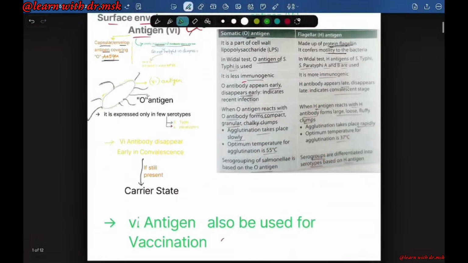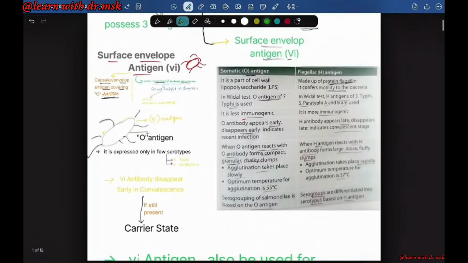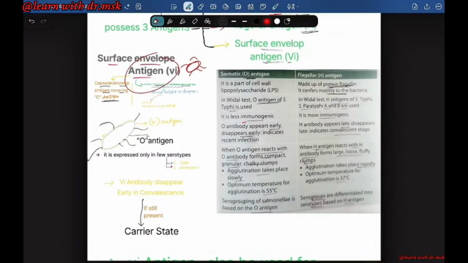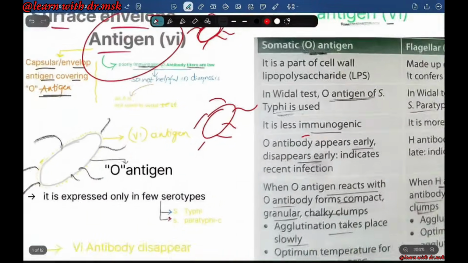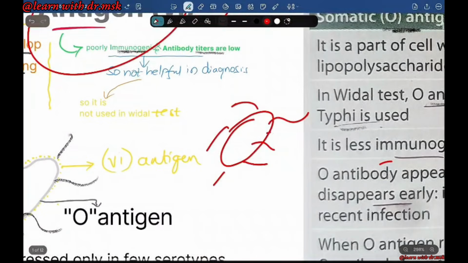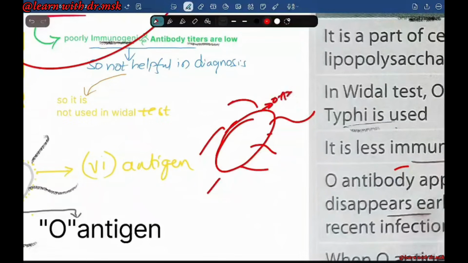Next, what is the surface envelope antigen? If it is a capsular antigen, simply, in the body of Salmonella typhi, there are flagella, appendages, pili, etc. This is in a capsule. This is called the surface envelope. It covers the O antigen. On the outer covering of the O antigen, there is one more antigen. It is called the surface envelope antigen.